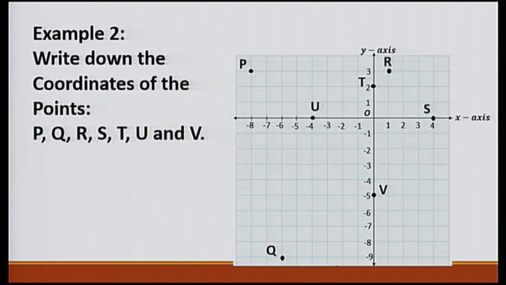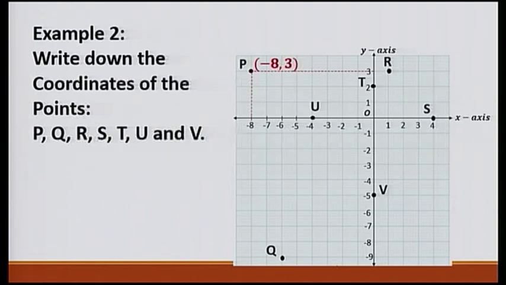Let's have a look at example 2. Write down the coordinates of the points. The first point is P. If we drop down a vertical line from P, you will notice that the x-coordinate is -8. If we draw a horizontal line from P to the y-axis, you will see that the y-coordinate is 3. Therefore, the coordinates of the point P are (-8, 3).